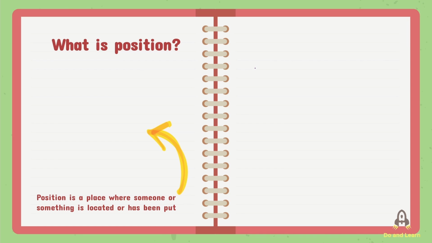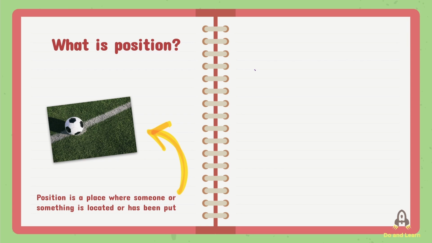Position, path length and displacement. What is position? The definition is, position is the place where someone or something is located or has been put. Look at this picture. You can see a football is placed on a football court exactly on a line. So we can say that the football is placed on a line in a court. So we have to find the position. We need to find some points to refer to it. Example, as I told you, the football is placed on a line, and the line is inside a football court.